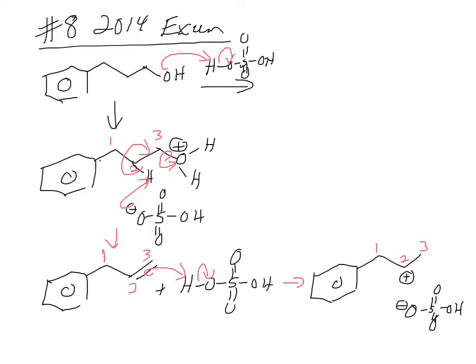Not only will I have it more substituted, I'll also have the conjugation to the benzene ring, right? It's right next to the benzene ring. I didn't draw it this way, but you guys should recognize there's pi bonds in there. Putting pi bonds next to each other, conjugation, that's a good thing. So it's a double whammy here. But this is definitely an E1 reaction, right? The first one had to be an E2. This was an E1.